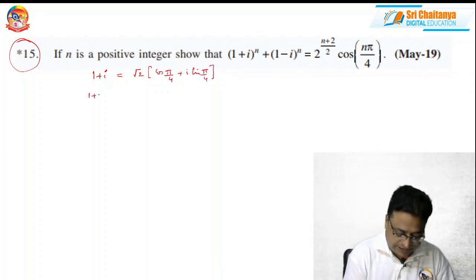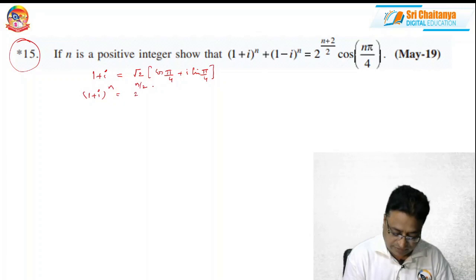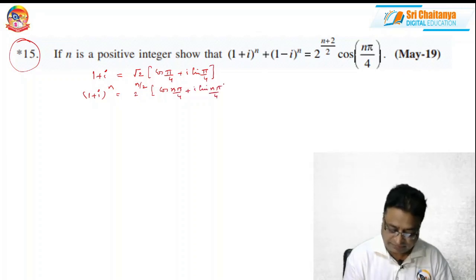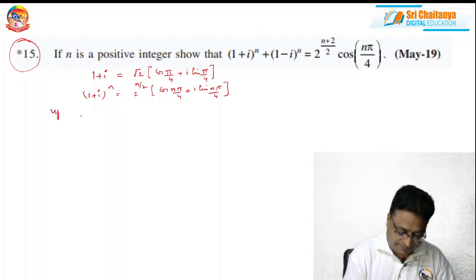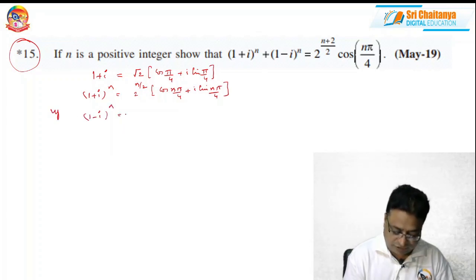So (1 plus i) to the power n is nothing but 2 to the power n by 2, and by De Moivre's theorem, this is cos n pi by 4 plus i sin n pi by 4. Direct step I have written here. Similarly, (1 minus i) to the power n is equal to 2 to the power n by 2 times cos n pi by 4 minus i sin n pi by 4.